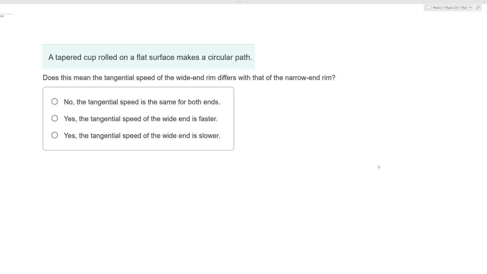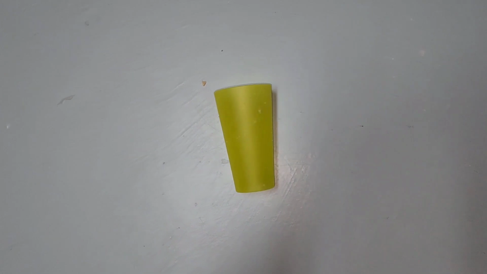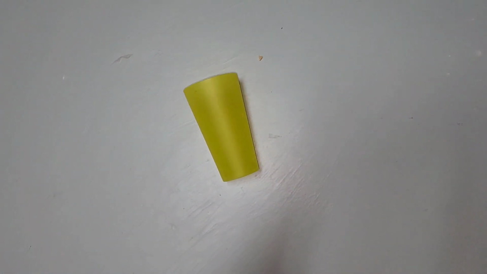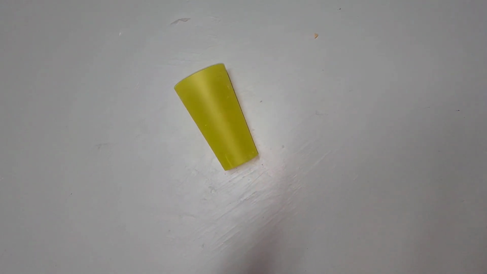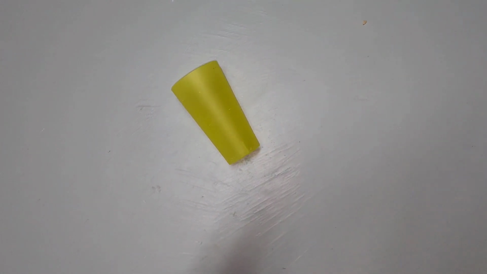A tapered cup rolled on a flat surface makes a circular path. Does this mean the tangential speed of the wide end rim differs from that of the narrow end rim? Here's what that looks like. This yellow cup is rolling on the floor. It's moving in a circle, so the tangential speed of a point at the wide end of this cup needs to be greater just to keep up. The angular velocity of the narrow end and the wide end are the same.